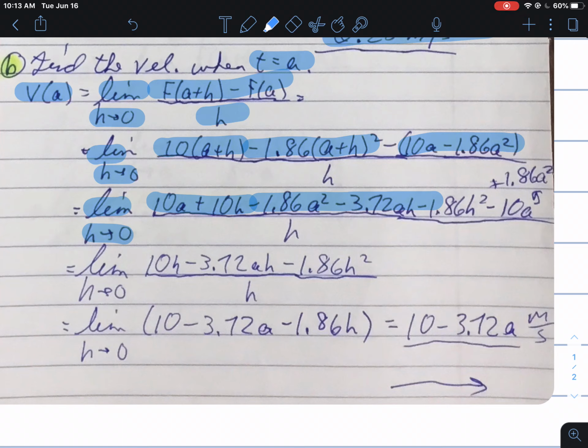And then we've got the distribution of the negative of that, and the distribution of the negative. I had to cram it up here, ran out of room. And then we combine like terms. And notice every single one of those terms has an h in it. So again, you can factor that h out.